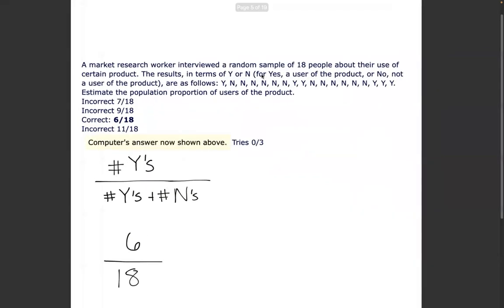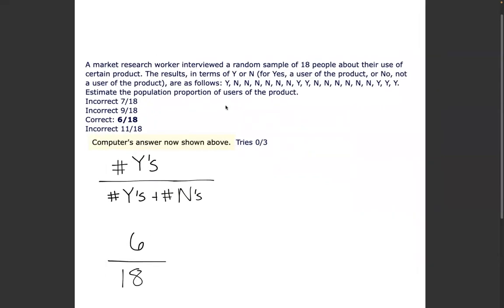Okay. A market research worker interviewed a random sample of 18 people about their use of a certain product. The results in terms of Y or N, for yes, a user of the product, or no, not a user of the product, are as follows. So we have Y, N, and so on and so forth. And we want to estimate the population proportion of users of the product. So yes means you're a user of the product.